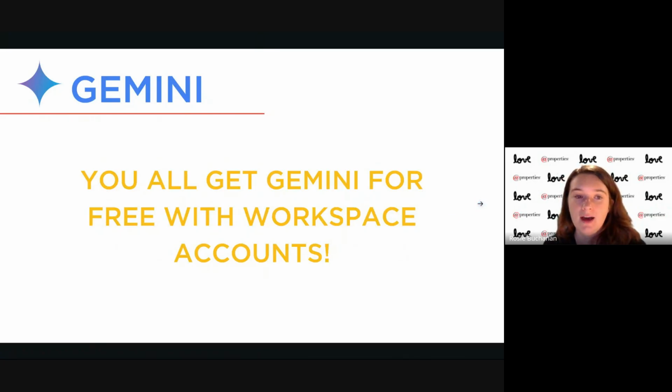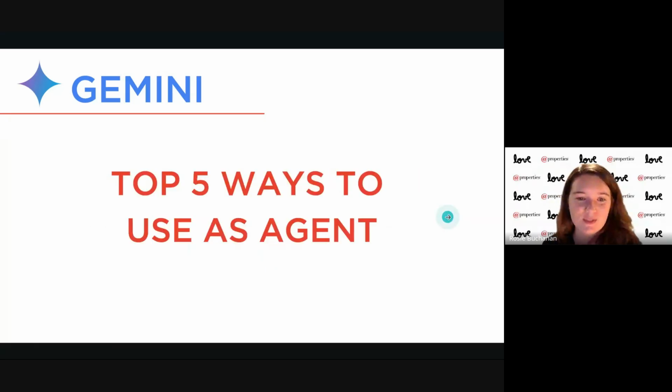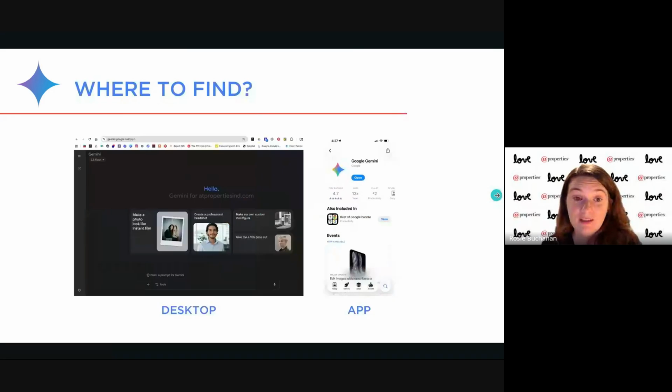So I'm going to go over some very basic AI stuff first, because I'm operating under the assumption that some of you have maybe even never dipped your toes into the AI sphere. Maybe none of you have ever opened up ChatGPT or Gemini. So there's going to be some very basic things, and then we're going to progress into some more fun things. So we're going to look at the top 5 ways to use Gemini as a real estate agent. But first things first, where do you find this?